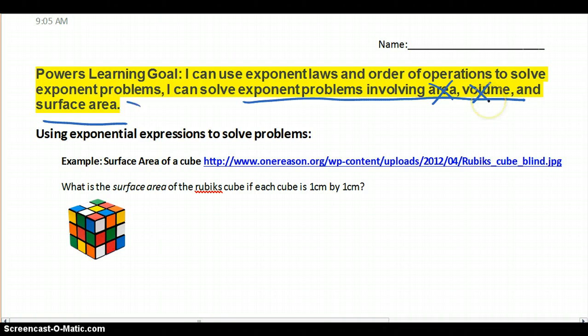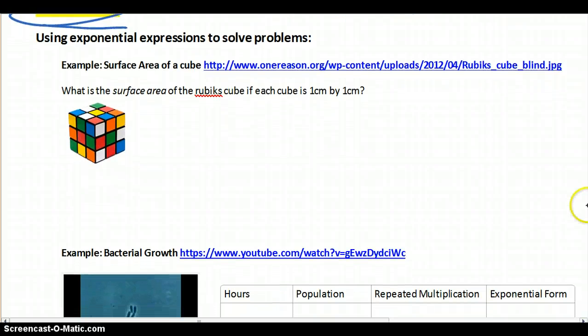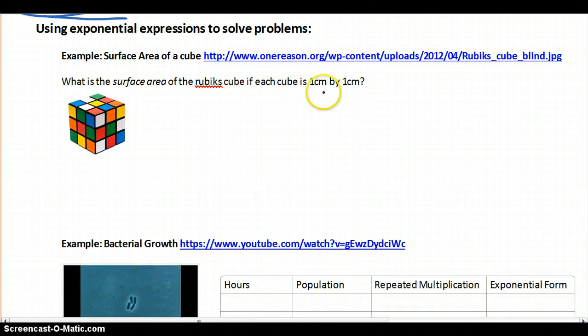We're going to key in on surface area today, one of those applications, because we haven't really reviewed area and volume, but you will see some problems like that, and the exponents are used in the same way. First up, we've got surface area of a cube, and the example we've got here is that we're looking for the surface area of this Rubik's cube if each cube in it is 1 centimeter by 1 centimeter. So this guy is 1 centimeter, and this guy is 1 centimeter. So the whole side of this cube would be 3 centimeters, and each dimension would be 3 centimeters. So that's just the information we're given in the question.